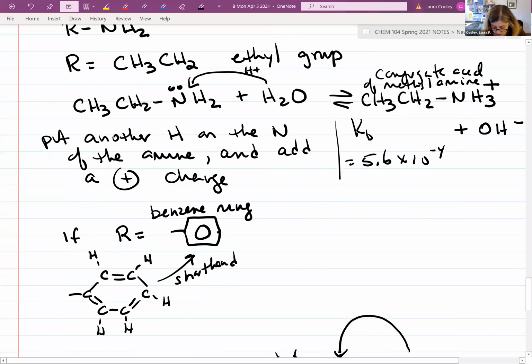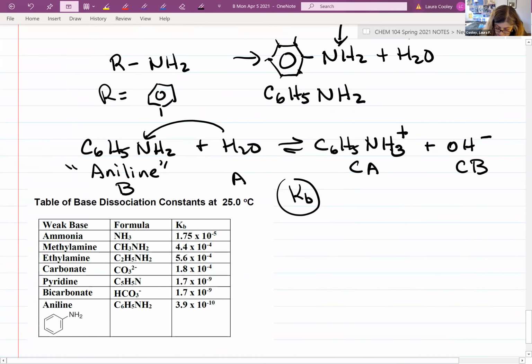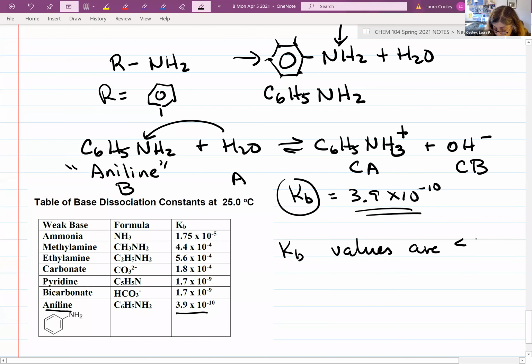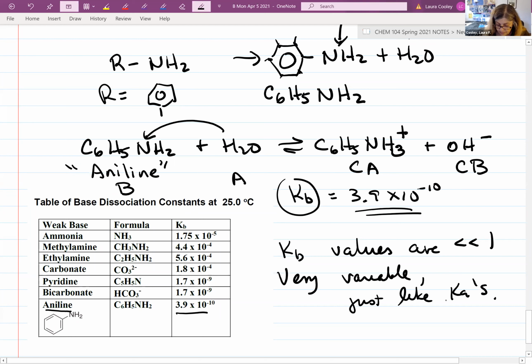But you don't need to memorize any of these numbers. They're on the chart. Here, Kb for aniline is 3.9 times 10, whoa, 10 to the negative 10th. So these Kb values are much less than 1 and very variable, just like Kas. And most of the ones on this chart are based on ammonia, except for carbonate and bicarbonate, but that's for another day.